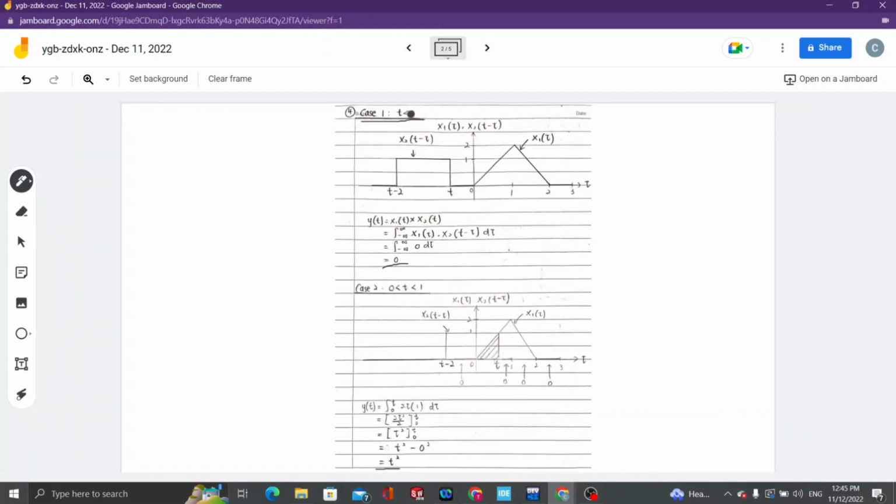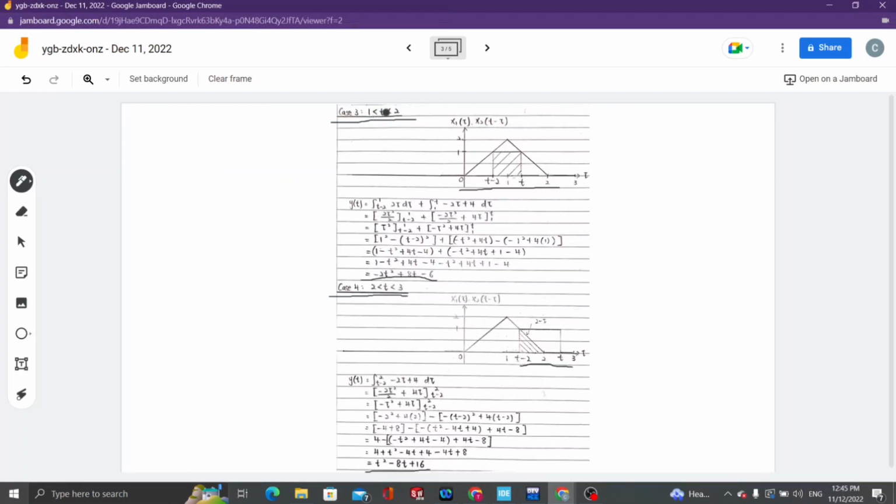In case 1, which is t smaller than 0, no overlapping between the 2 graphs occurs, so there will be no integration. In case 2, when t is greater than 0 and smaller than 1, there will be overlapping of the 2 graphs. Thus, integration occurs and the result will be t squared. In case 3, which is t greater than 1 and smaller than 2, complete overlapping between the two graphs occurs, thus there will be integration, and this will be the result.